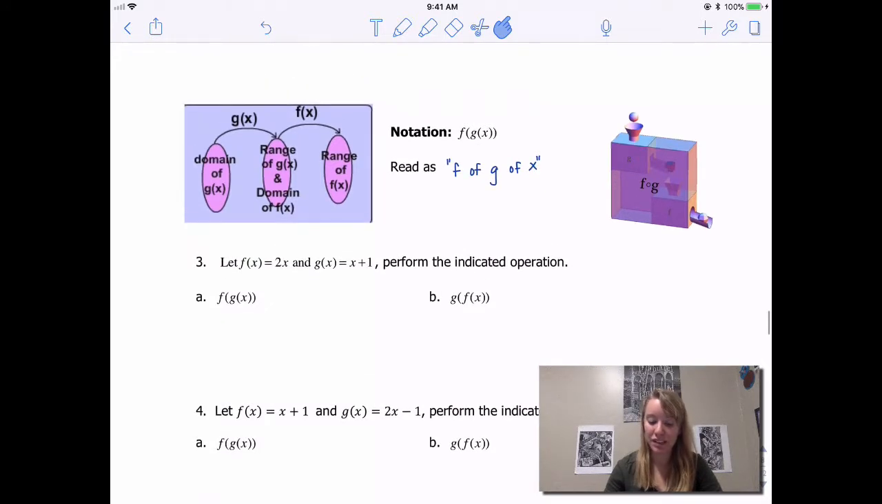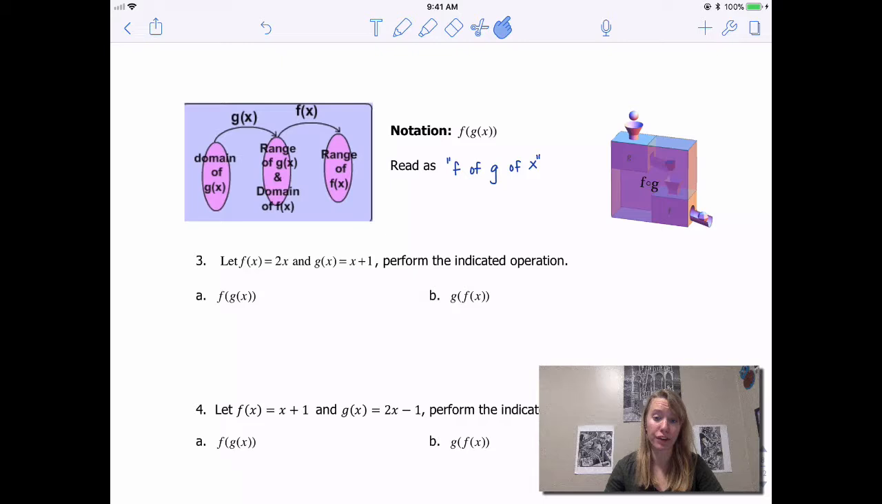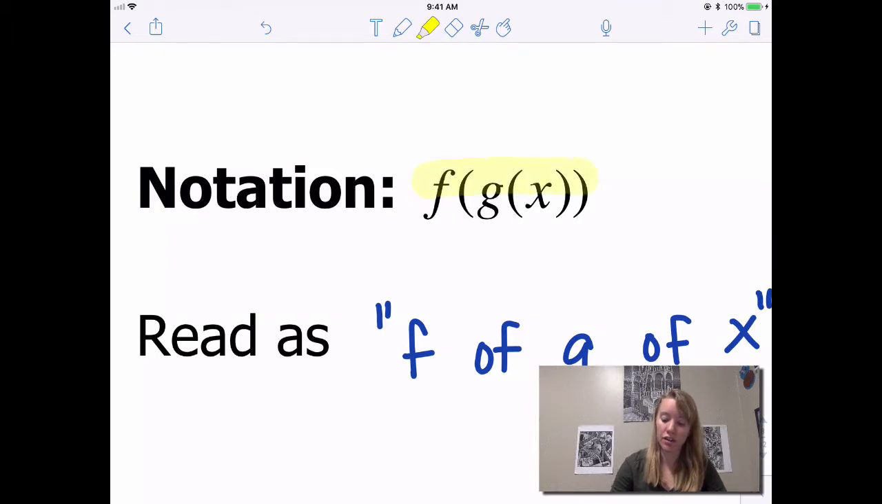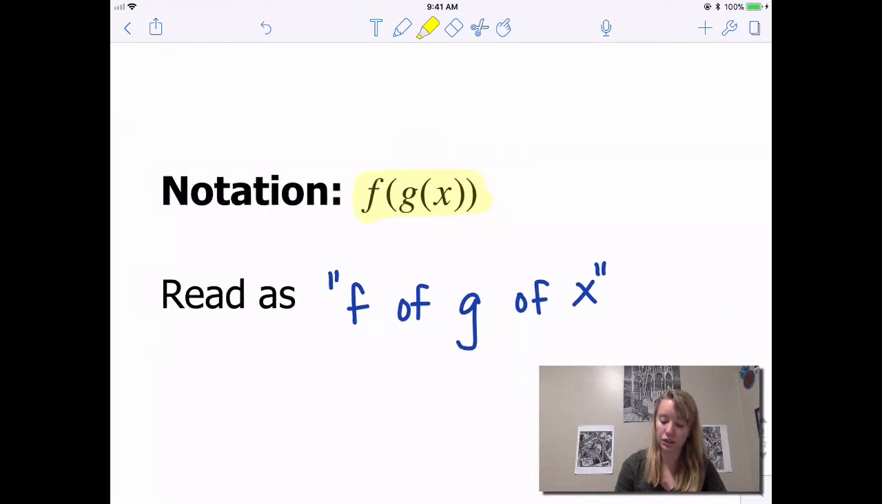In this lesson, we're going to be talking about the second half of 7.3, which is composition of functions. So this is the notation that you're going to see today. It's f of g of x. That's how it's read. So write that down, f of g of x. Say it out loud, f of g of x.